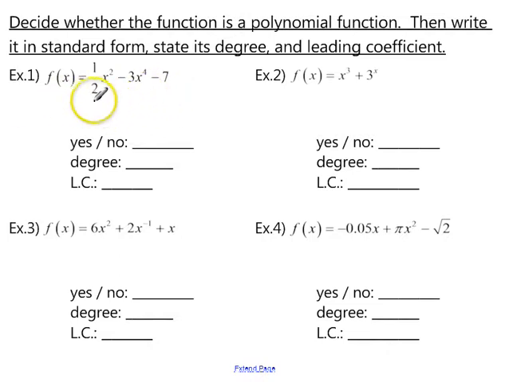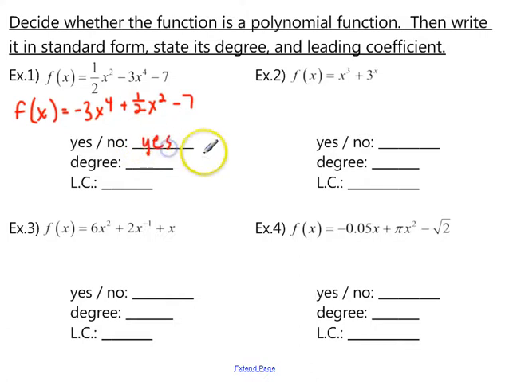So here we want to take our terms. We have an x squared, an x to the 4th, and a constant. So we want to write it in standard form. So the highest exponent is x to the 4th, so we write that term first, negative 3x to the 4th, and then we write the term with the x squared, plus 1/2 x squared, and then lastly the constant, negative 7. So yes, this is a polynomial function. The degree, that highest exponent, is 4, and the leading coefficient is negative 3.